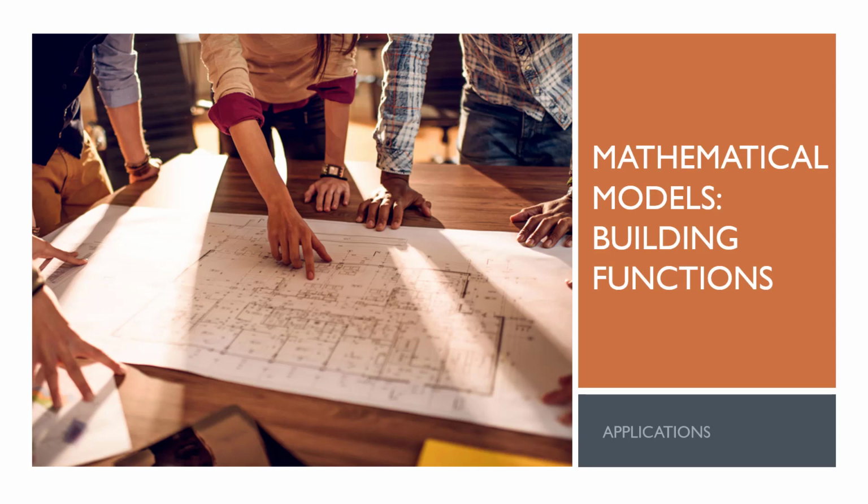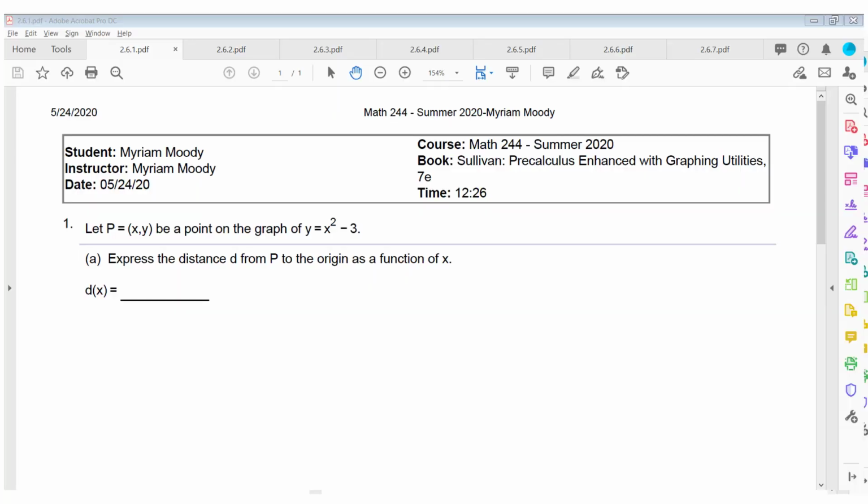Okay, so let's scoot on. Let's talk about mathematical models and building functions. So let's look at this first example. It says, let the point P(x, y), so it's a generic point, be on the graph of y equals x squared minus 3. So we know that we have a graph of a parabola, as a matter of fact, if you remember that. And we know that there's this arbitrary point (x, y) that's actually on this graph.